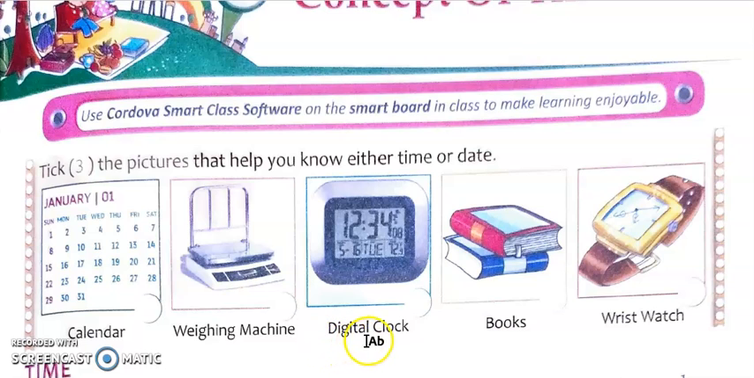a thing where we see the time. Third one, that is digital clock. In the clock we can see here in this we can see the digits of the time. So here we have to tick. Then next one, books. Can we see the time in the books? No, we could not see the time in books.